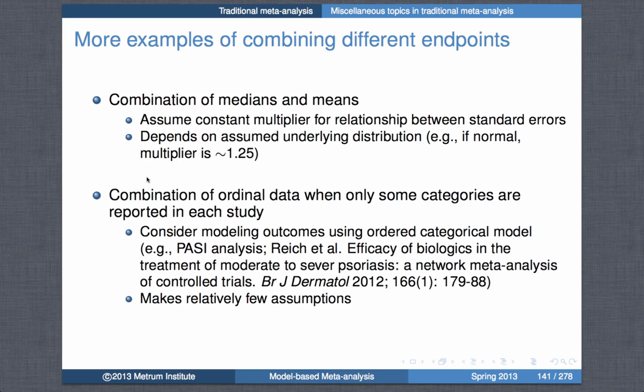Some studies might report only PASI 50, and others might report PASI 50 and PASI 90, and others yet might report PASI 50 and PASI 75. And there are fairly simple ways of combining those data, treating them as ordered categorical data, because of the somewhat hierarchical nature of those. If you know that somebody's a PASI 75 responder, just by definition, they're also a PASI 50 responder. So in that kind of case, combining those different endpoints is actually fairly straightforward and makes relatively few assumptions.